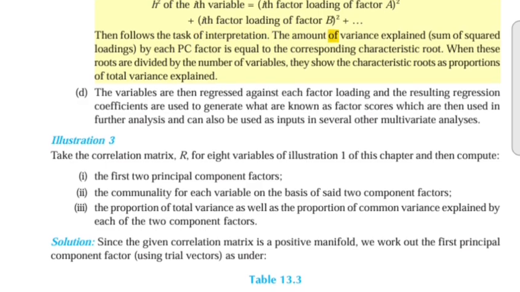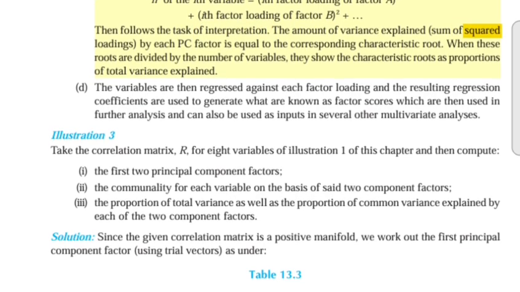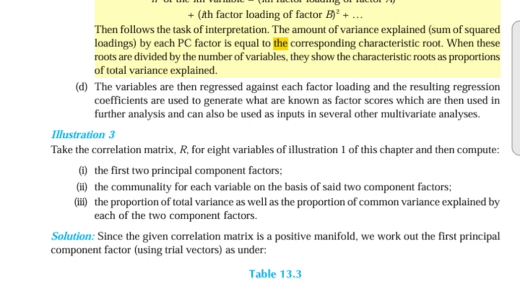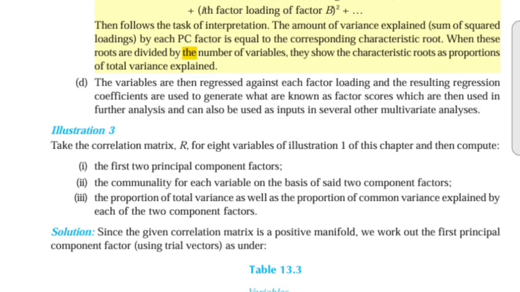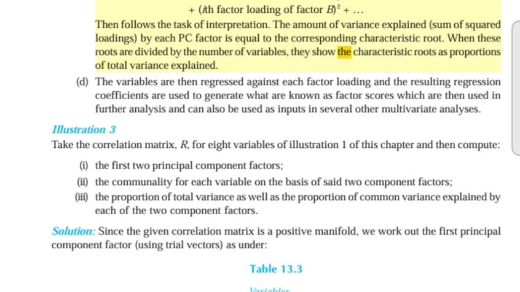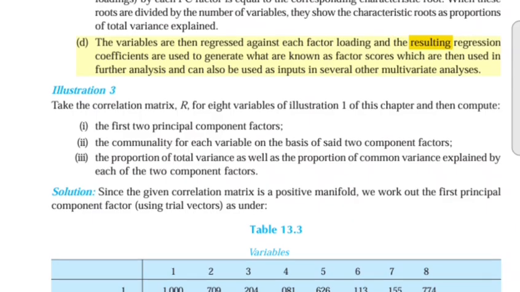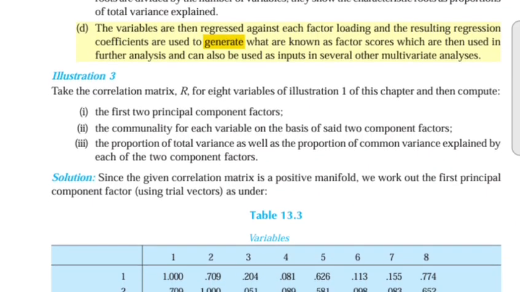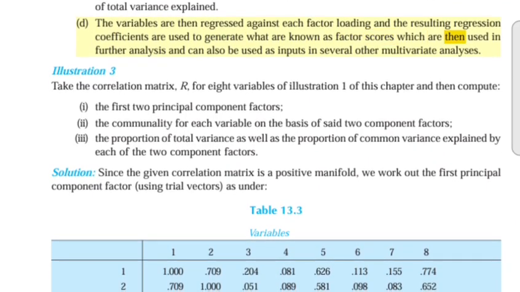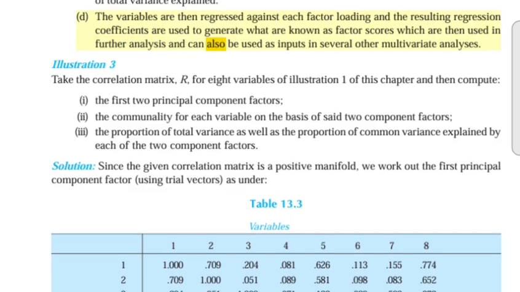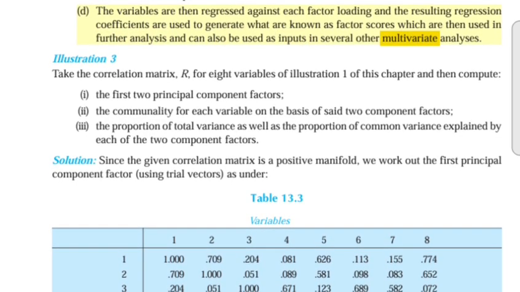The amount of variance explained, the sum of squared loadings, by each PC factor is equal to the corresponding characteristic root. When these roots are divided by the number of variables, they show the characteristic roots as proportions of total variance explained. The variables are then regressed against each factor loading, and the resulting regression coefficients are used to generate what are known as factor scores, which are then used in further analysis and can also be used as inputs in several other multivariate analyses.